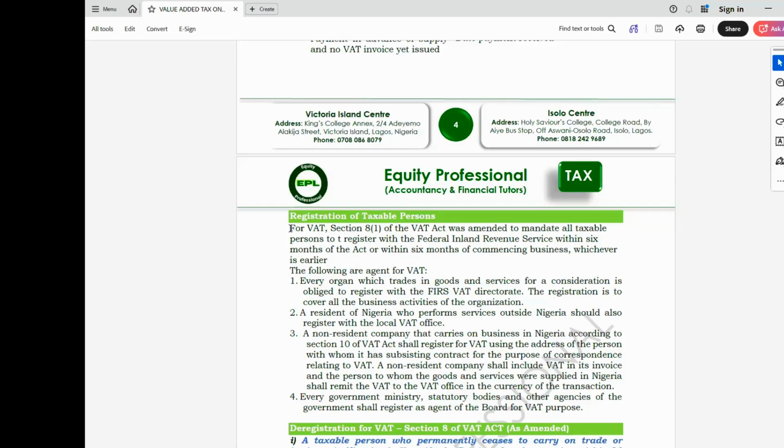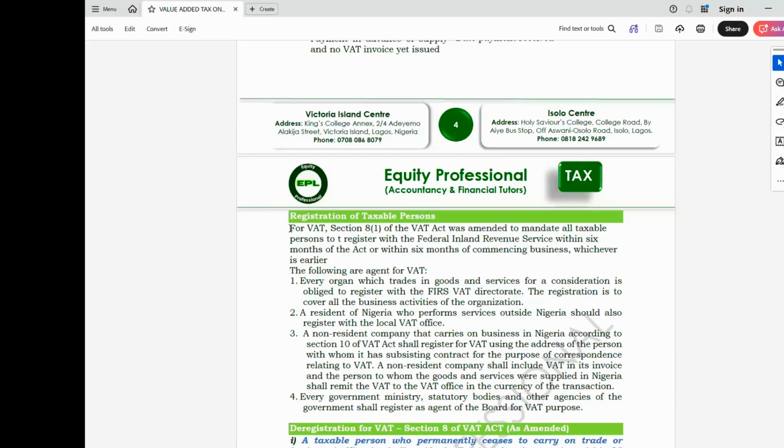I know they have plants in Ogun State, they have in Benin, they have in some other state of the federation. It is expected that each of these plants must also register with the nearest FRS office for the purpose of value-added tax payment. This is needed in order to make it easier for each of these locations to be able to make payment of the VAT easily.